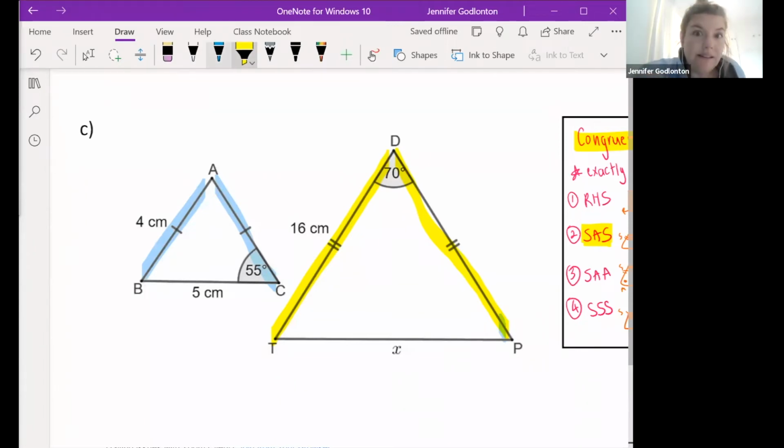Okay, and just think about it. This is a 1 line, it's 4 centimeters. This is a 2 line and it's 16 centimeters. So this side is not the same as this side. So just be careful with things like that. But remember, making mistakes is good. That's how we learn.